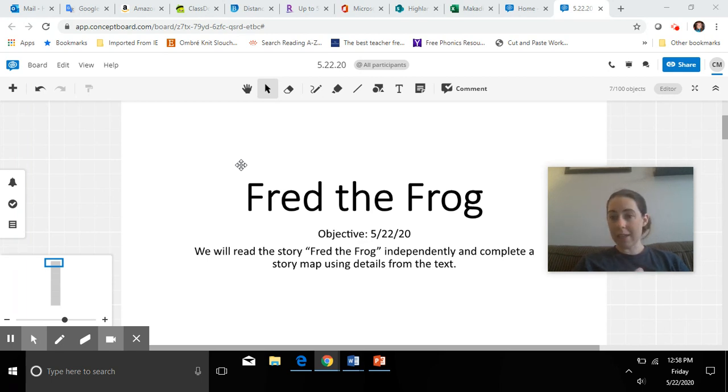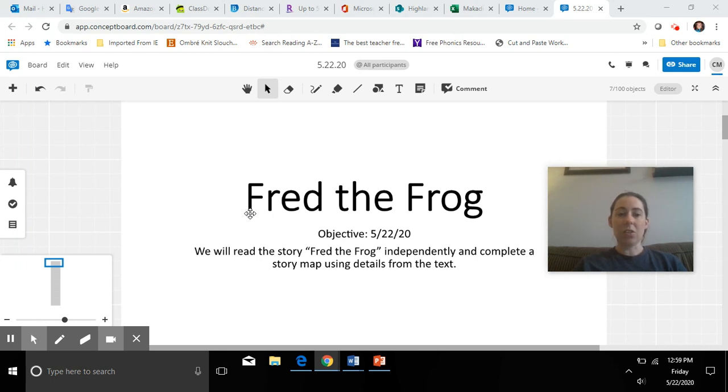The only work that you need to do at home for this assignment is to practice reading. So you don't have to write anything down. If you don't want to, that's okay. I just want you to practice reading the story fluently by yourself. Okay? So the title of the story is right here.